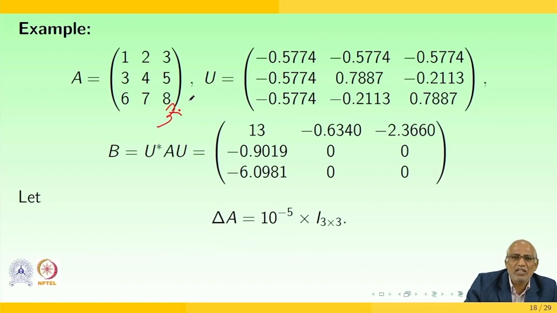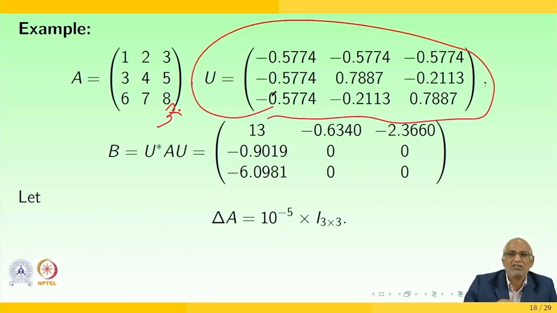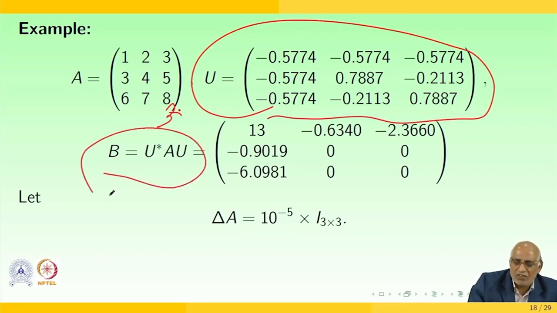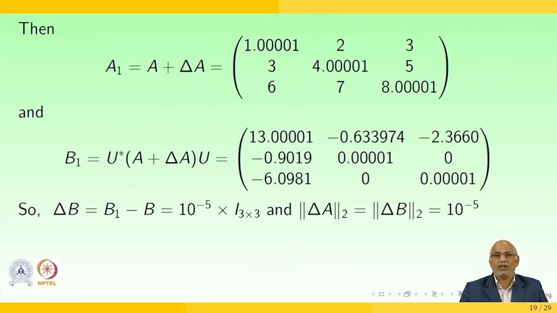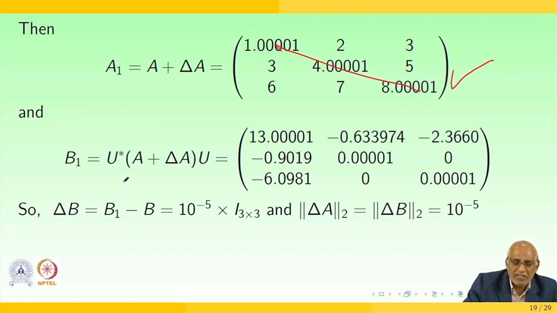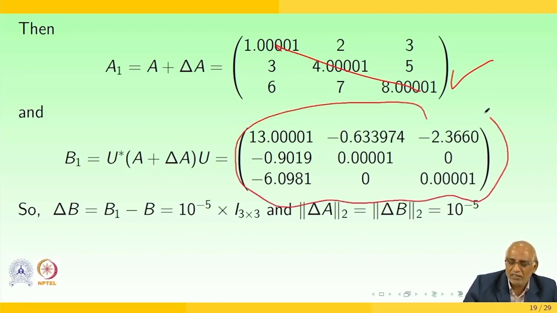So, when you do the Hessenberg reduction and all those steps, ultimately you will end up with a matrix called this matrix U. And what is the form of B? B is nothing but U star A U. So, this would become like this, where delta A is 10 power minus 5 into the identity matrix 1 0 0, 0 1 0, 0 0 1. So then A1 is equal to A plus delta A. So therefore it will become like this matrix. So these are the changes. And B1 is equal to U star times A plus delta A times U.